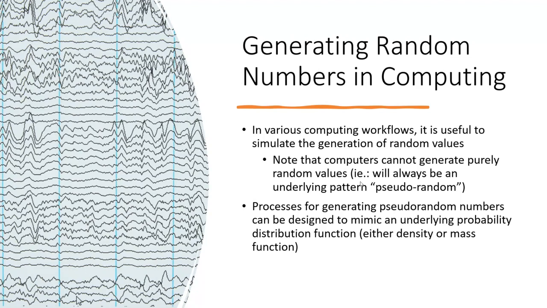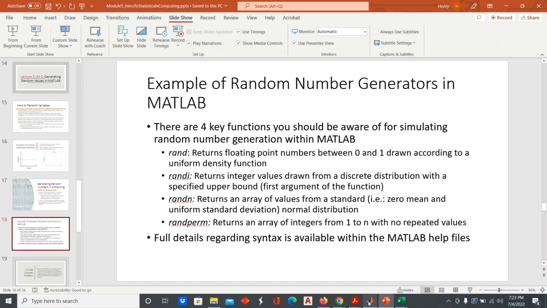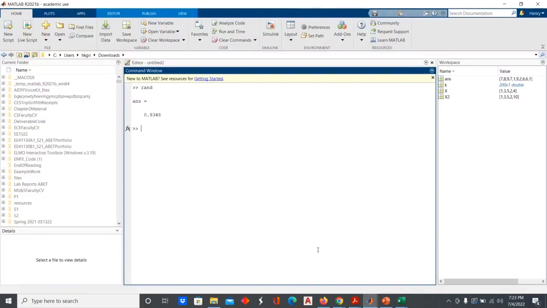And I'll actually show you what I mean by that in the next few slides. So within MATLAB, there's 4 functions that you need to be familiar with. The first is rand. And what rand is going to do is return a continuous random number between 0 and 1 that's drawn from a uniform probability distribution. So let's just type it in and see what happens.